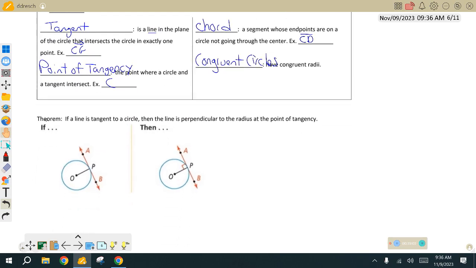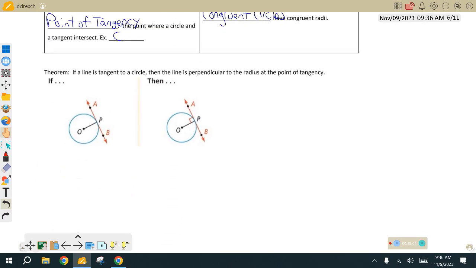Okay, so here, that tangent. When that tangent swoops on in here, I've got me a tangent line. Line AB is tangent. When it comes in, this is point P. Point P is my point of tangency. Now, when it comes in, what happens is it intersects a radius, so I have a radius OP right here.